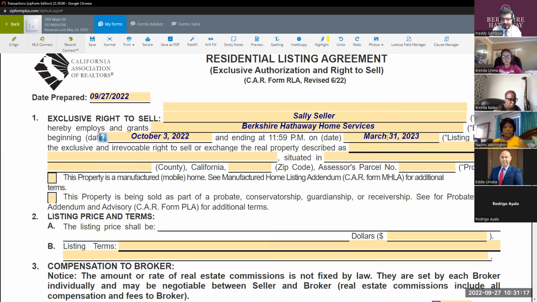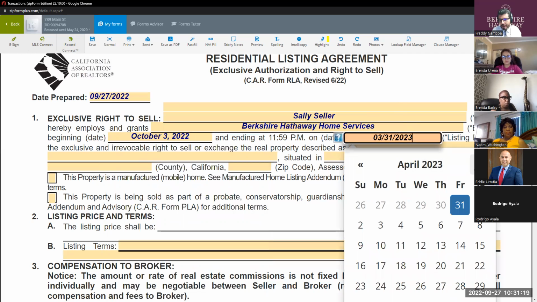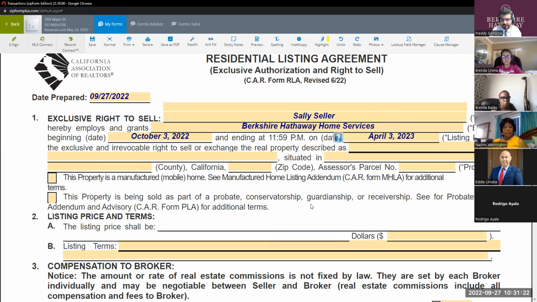And again, it's going to take us to April 3rd. There it is. So keep in mind, this is your beginning date and your ending date from the MLS. Now, when the property goes into the MLS, when you have this listing contract, it should begin on October 3rd. How many days do you have to input and upload your listing onto the MLS? Within how many days? Or how many hours?